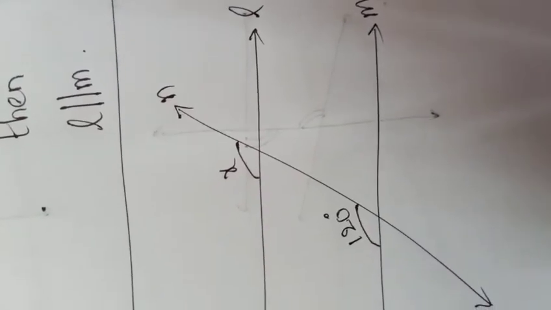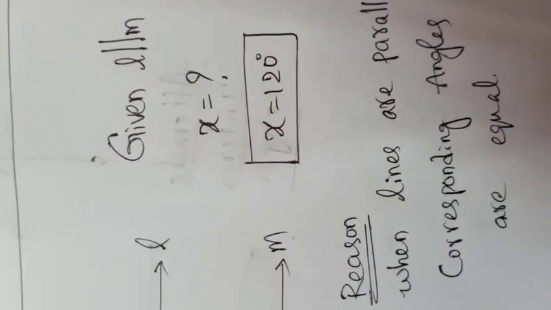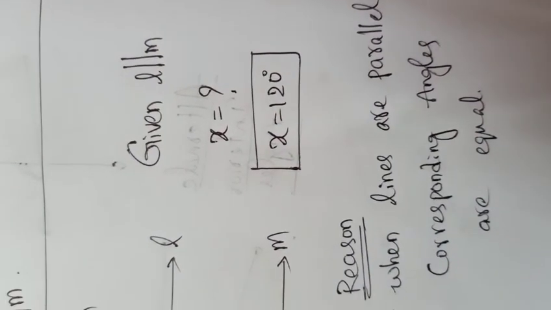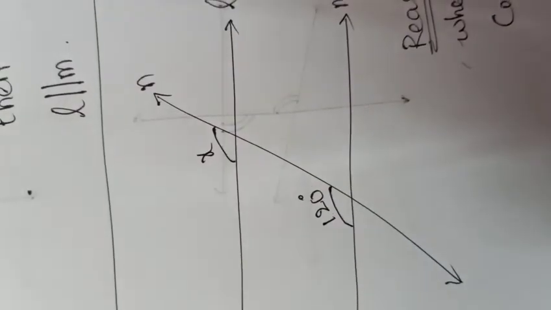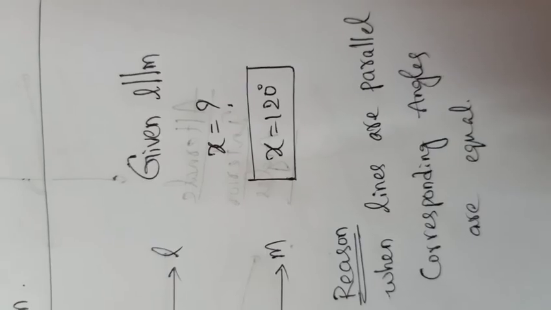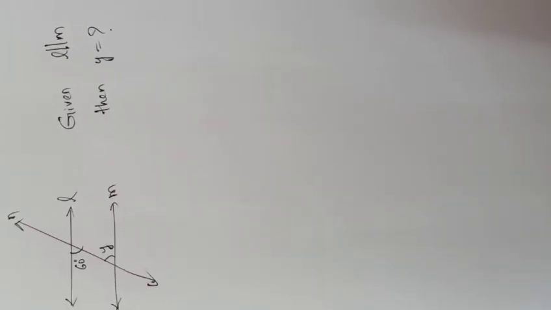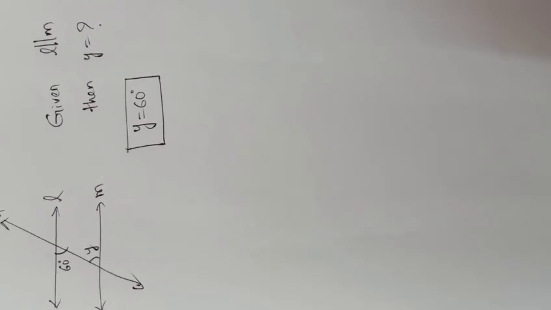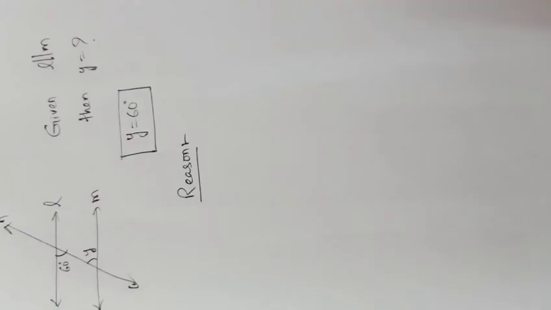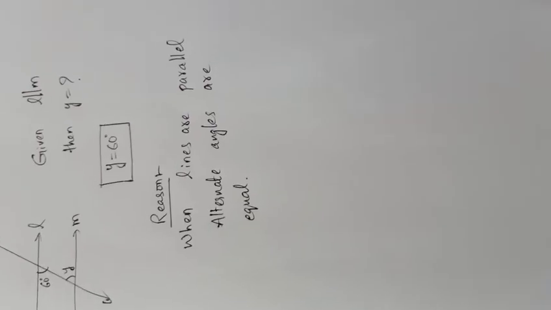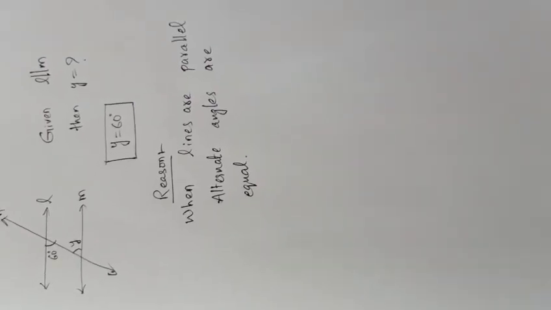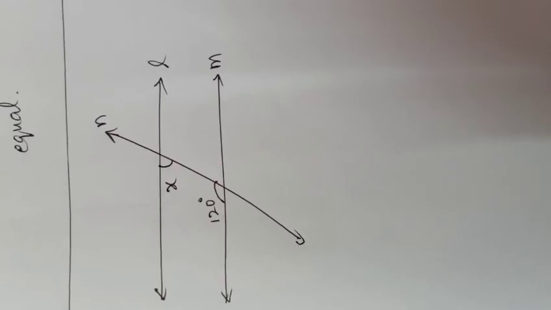So here x equals how much? In the figure, the corresponding angle with x is 120, so x equals 120 degrees. The reason is that when lines are parallel, corresponding angles are equal. In the other sum, given L parallel to M, what is y? y equals 60. The reason is that y and 60 are alternate angles, so when lines are parallel, alternate angle pairs are also equal.